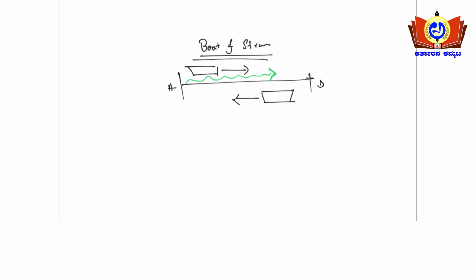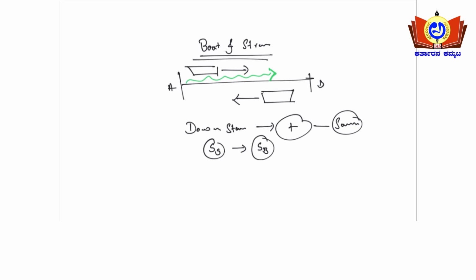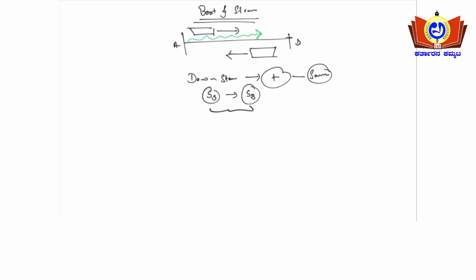So what do you mean by downstream here? Downstream is when the direction of the stream and the direction of the boat are in the same direction. See here, if the speed of the stream is SS, and the speed of the boat is SB, then what happens in the downstream? Both the speeds add up here. Net speed will be S equals speed of the stream plus speed of the boat, because they are traveling in the same direction. The flow of the stream adds up to the speed of the boat right here.